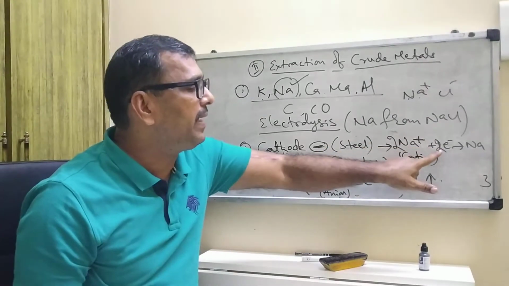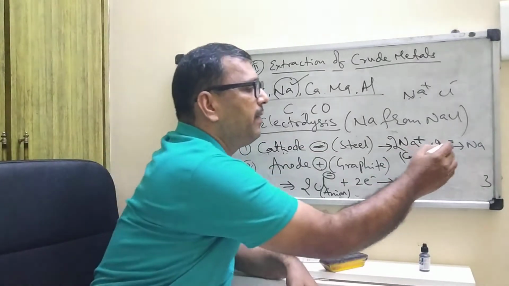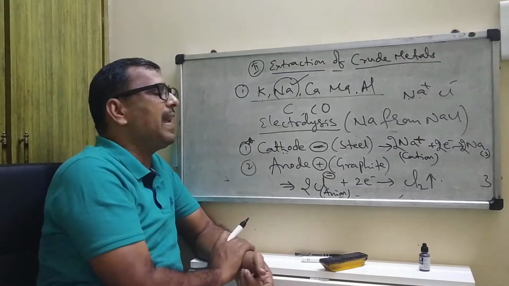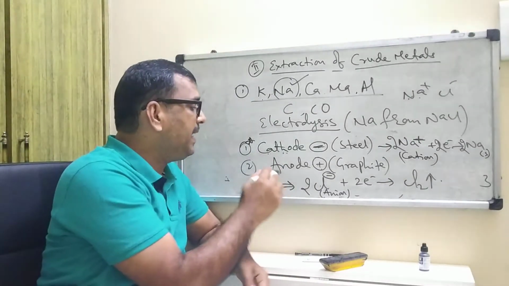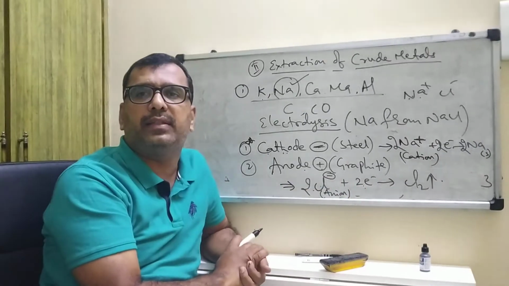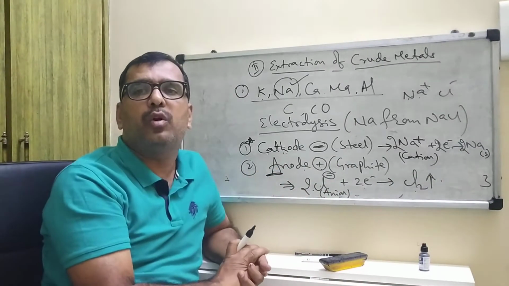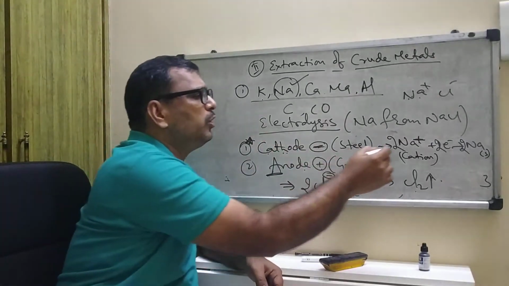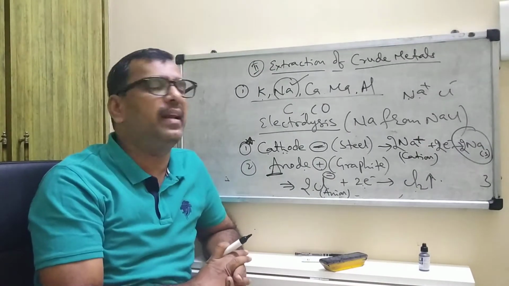By gaining electrons, sodium is deposited at the cathode. Very important: metals are generally deposited at the cathode. At the anode, Cl minus loses 2 electrons and is converted into Cl2 gas. Chlorine gas is liberated at the anode. So finally, what is our conclusion? You collected sodium metal from this.